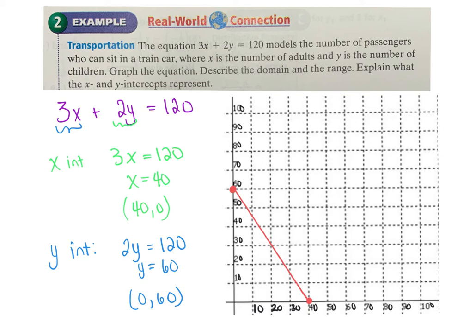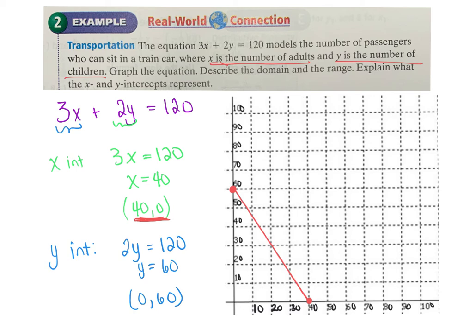All right, so let's talk about what my x and y intercepts mean. If I have 40 x's and 0 y's in the word problem, what does that represent? What do my x's and y's represent? X's are number of adults. Y's are number of children. So I have 40 x's and 0 y's. What does that intercept represent? 40 adults and no children.